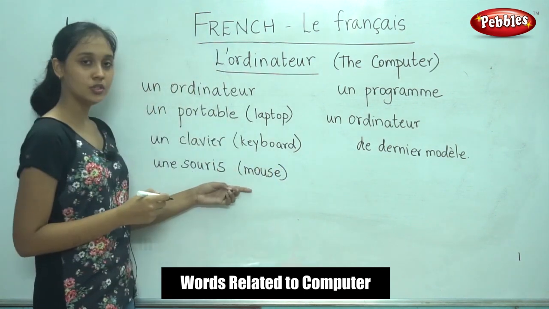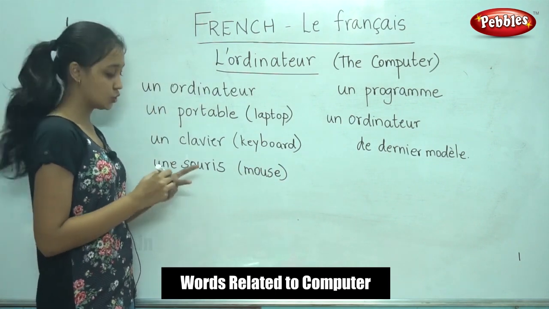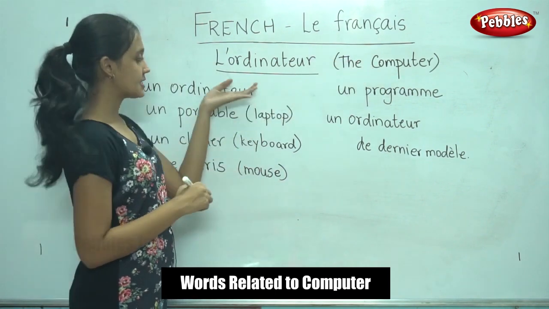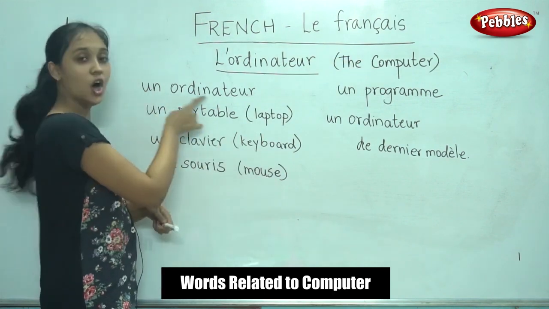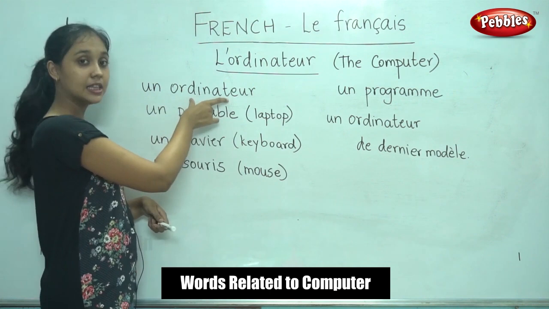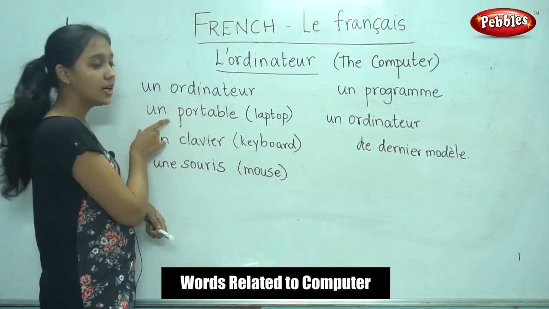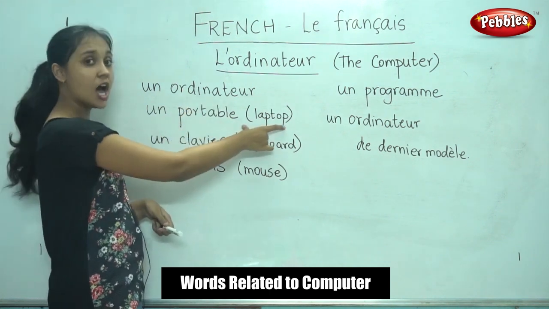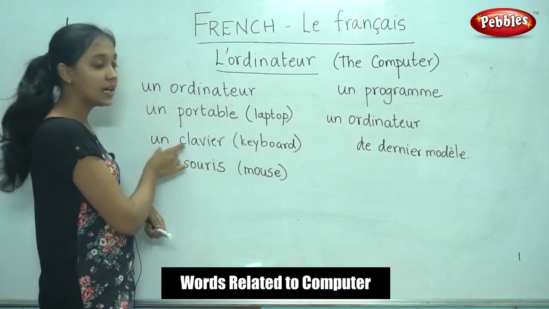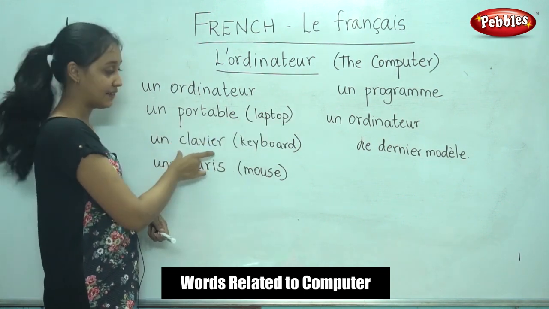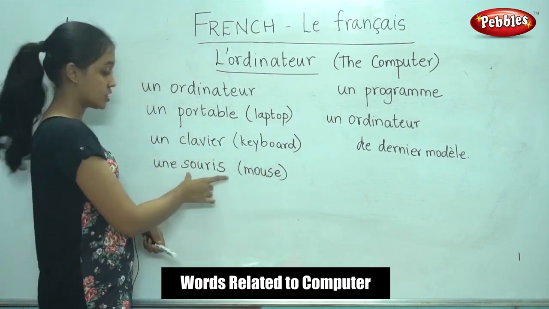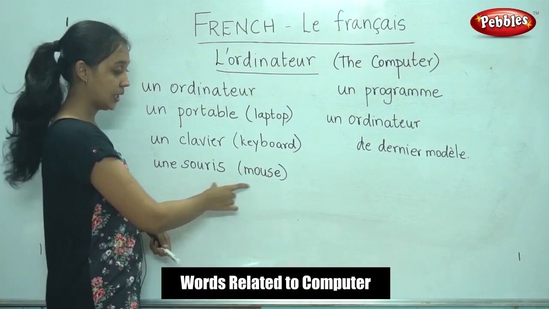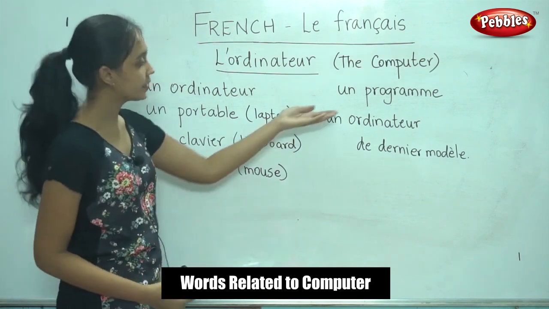Yes, I hope you know all these words are related to the computer. These are some parts of the computer. Un ordinateur means the computer. Un portable means laptop. Un clavier means the keyboard. Une souris means mouse.